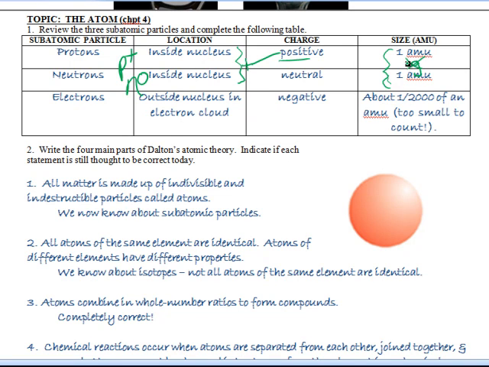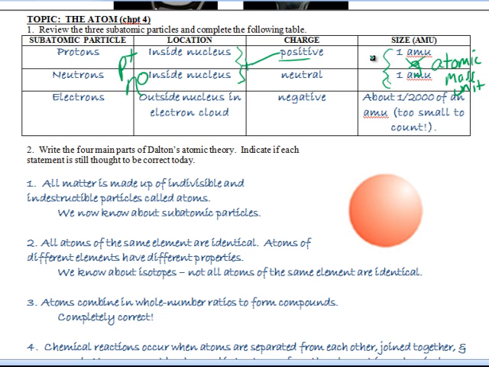Now in terms of size, we use AMUs, not grams, because if you're dealing with one tiny little atom or one tiny little proton, which is even smaller, then grams don't really work because it's such an unbelievably small number. So people studying the atom came up with this idea of an atomic mass unit, and it's just kind of an arbitrary unit that they created that can help us compare different protons, neutrons, and electrons to each other and the masses of different elements to each other.